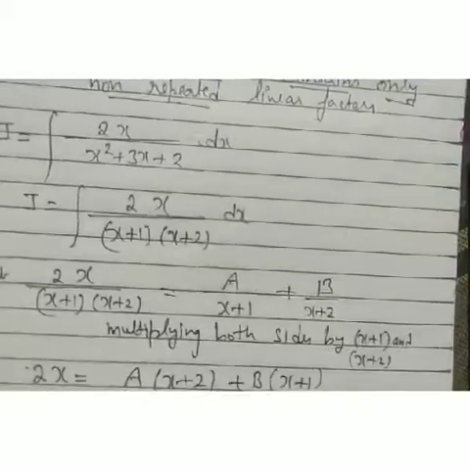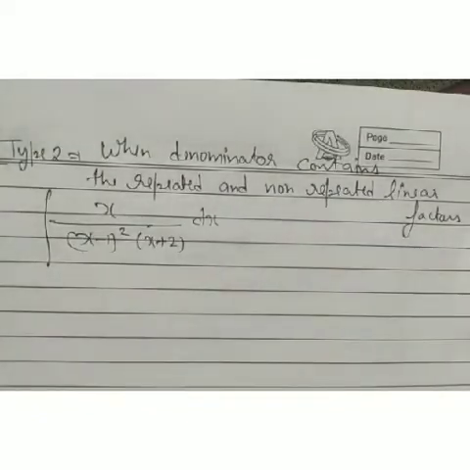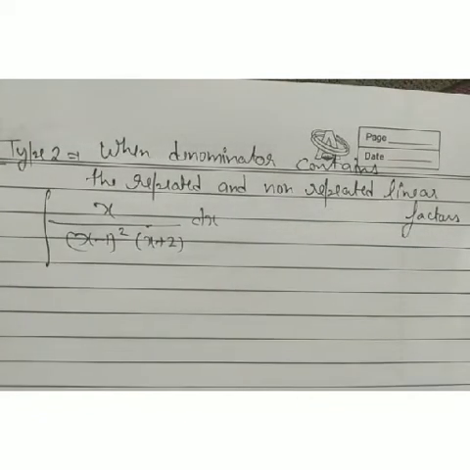Now we are going to discuss our second case. What is our second case? When the denominator contains repeated and non-repeated linear factors. Maybe in one case you have only non-repeated roots, but here I am taking a more complex case where we have taken repeated roots and also non-repeated roots.